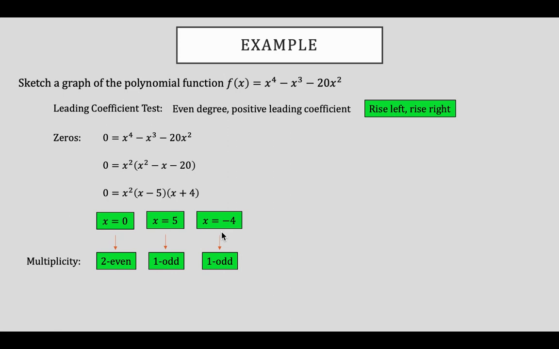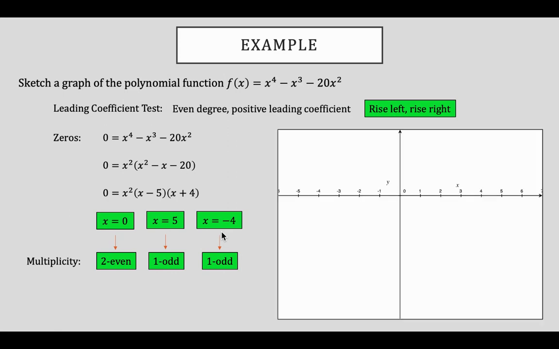All right, now we have enough information to sketch our graph. Start by drawing out your coordinate plane. After you draw your coordinate plane, begin by plotting the zeros, the x-intercepts. We have an x-intercept at negative 4, we have an x-intercept at 0, and we have an x-intercept at 5. After you plot the zeros, think about the end behavior of the graph.